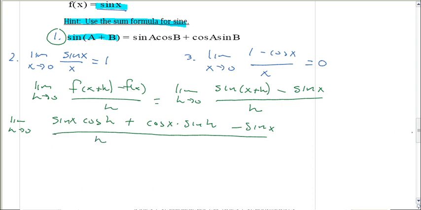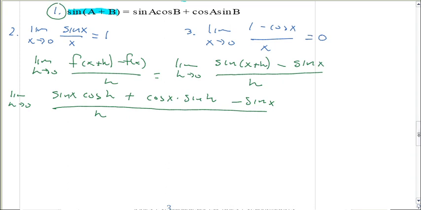Okay, so next up, we want to see if we can find a way to rewrite our limit into these two theorems. So let's see if I can do that. Because we know what this is equal to. It's equal to 1. And we know what this is equal to. It's equal to 0. So let me go ahead and grab Mr. Red.